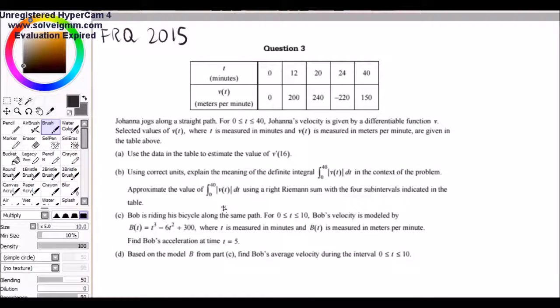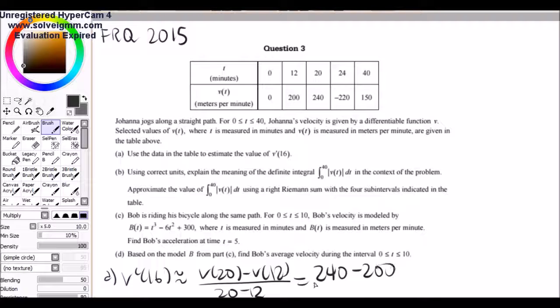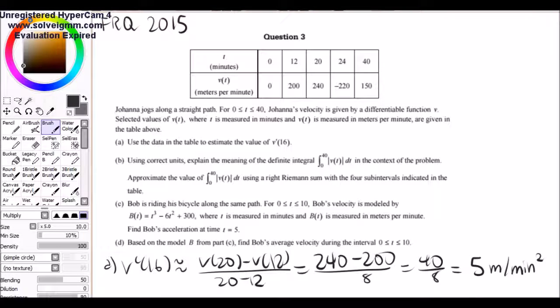For the first part, we can use two surrounding values to approximate the value of v'(16), which in this case is when t is equal to 12 and when t is equal to 20. So for part A, v'(16) is approximately equal to v(20) minus v(12) over 20 minus 12. We substitute in the values, so we get 240 minus 200 over 8. This is equal to 40 over 8, which is then equal to 5 meters per minute squared. This part is only worth 1 point, just for approximating or getting an answer.